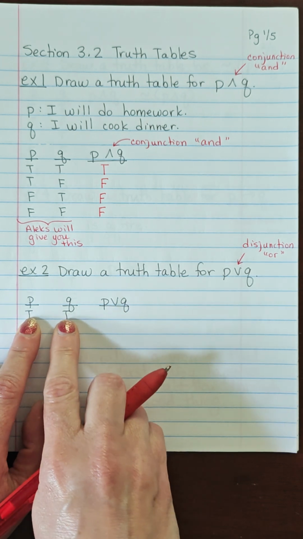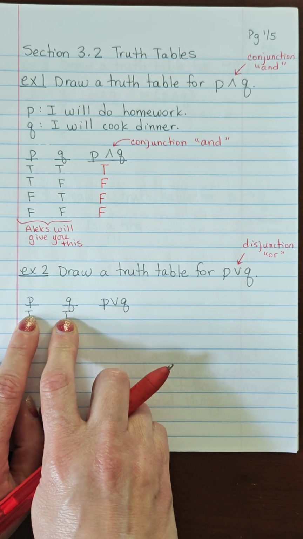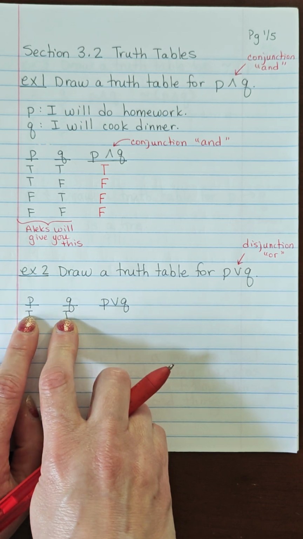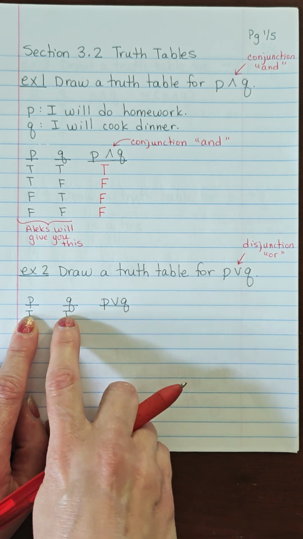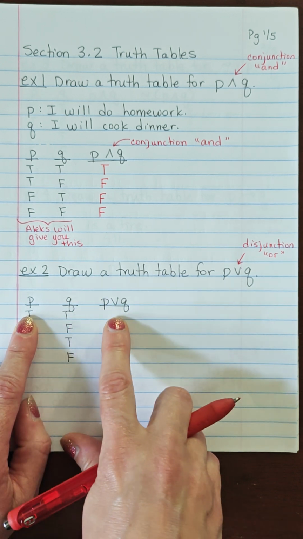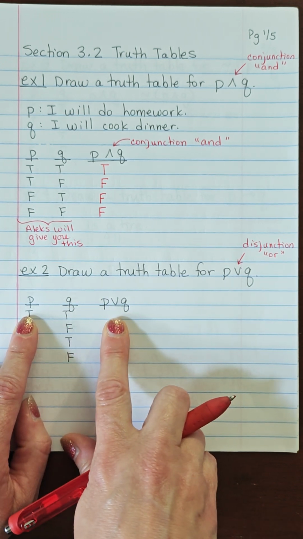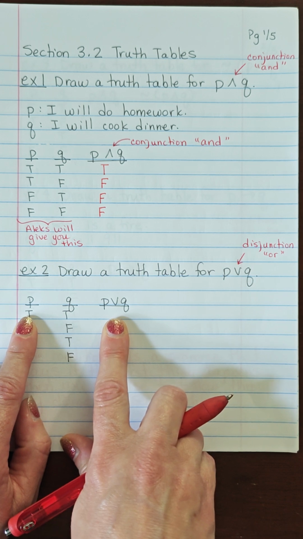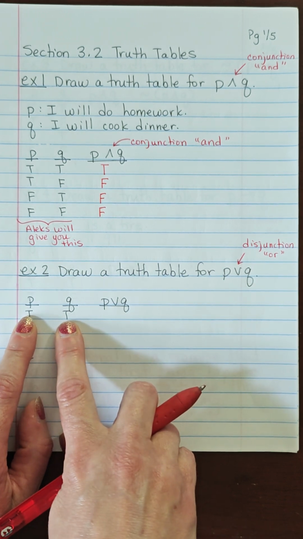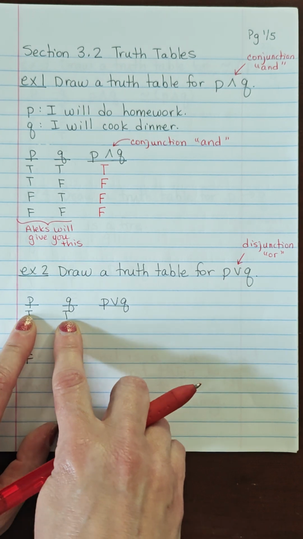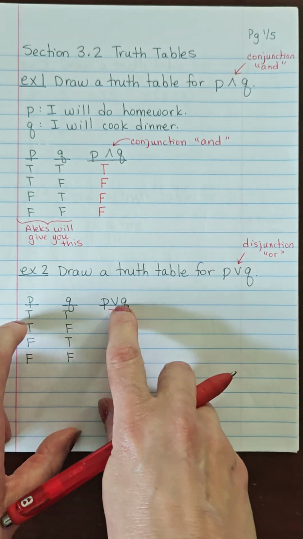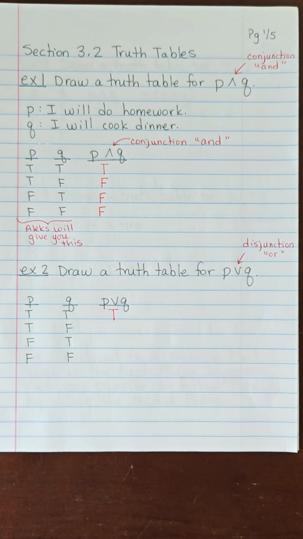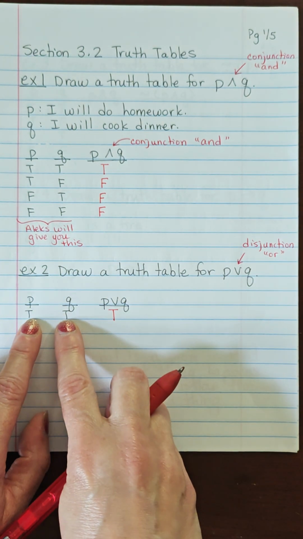Let's look at this first outcome. True in the P column means he did his homework. True in the Q column means he cooked dinner. Did he do what I asked? If I asked him to do his homework or cook dinner, yeah, he did it. He just happened to do both. Remember, the or statement is a one or the other or both. This is the or both.